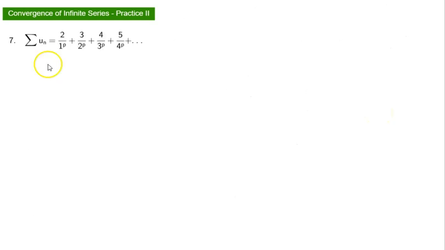Now the seventh one, the series is 2 by 1 to the power of p plus 3 by 2 to the power of p plus 4 by 3 to the power of p plus 5 by 4 to the power of p and so on. If you recollect, this is the Dirichlet series. Anyhow, the nth term u sub n is equal to n plus 1 divided by n to the power of p.